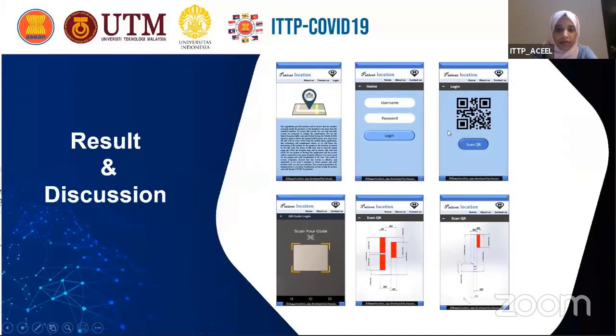This page, which is the QR code scanning. So he has to scan the QR code here. Once he has scanned the QR code, it directly opens the 2D map of the hospital.